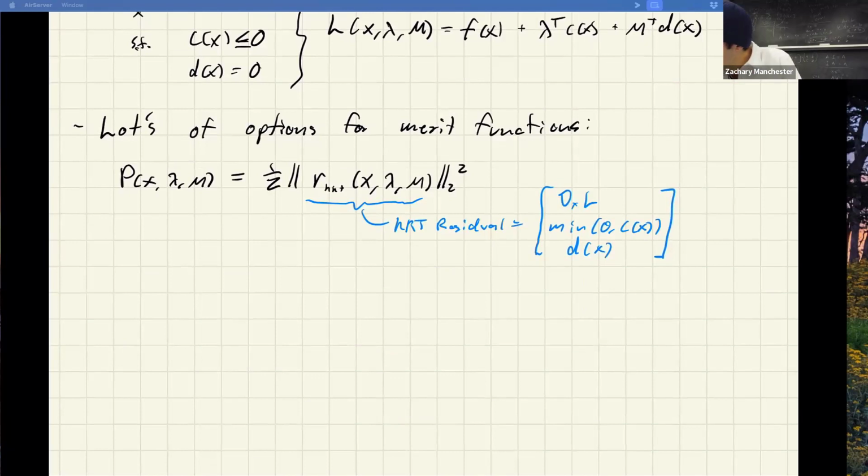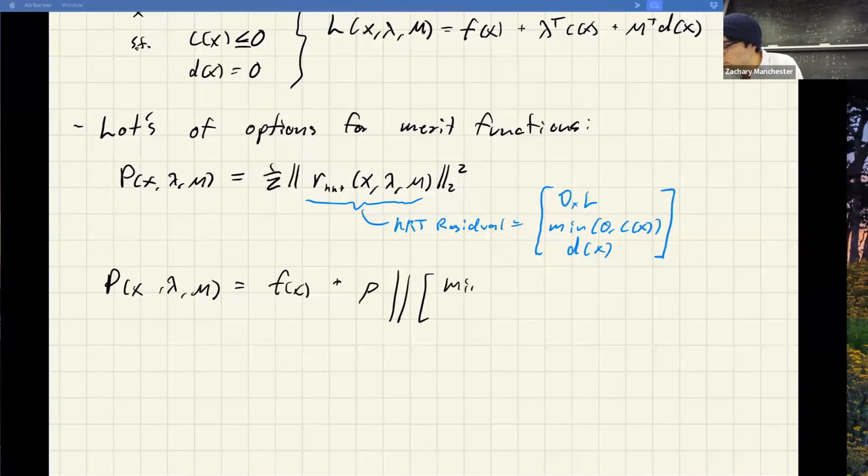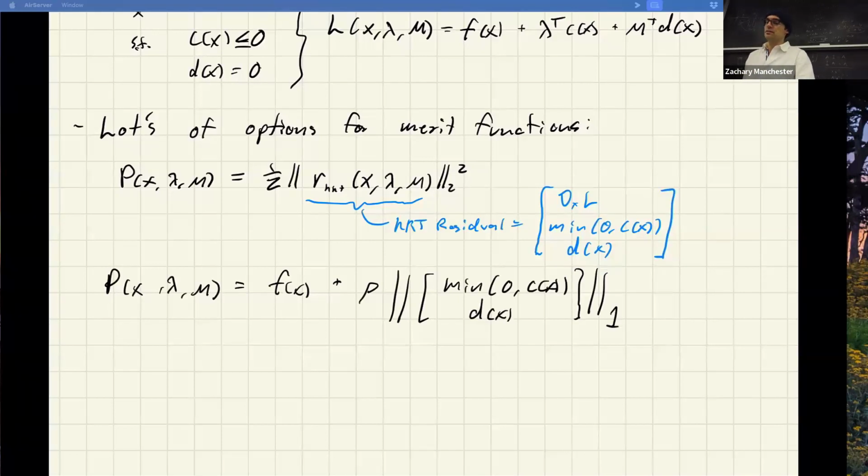So the next one we'll talk about, which is extremely common, is you basically take the objective function, which is what you do in the unconstrained case, and then you just add some weighted norm of the constraint violation. So I've got some weight on there, and I take the constraint violations: the inequalities, remember it's one-sided, and then the equalities. And I'm just going to take some norm of these. A very common choice, it turns out, is the 1 norm.